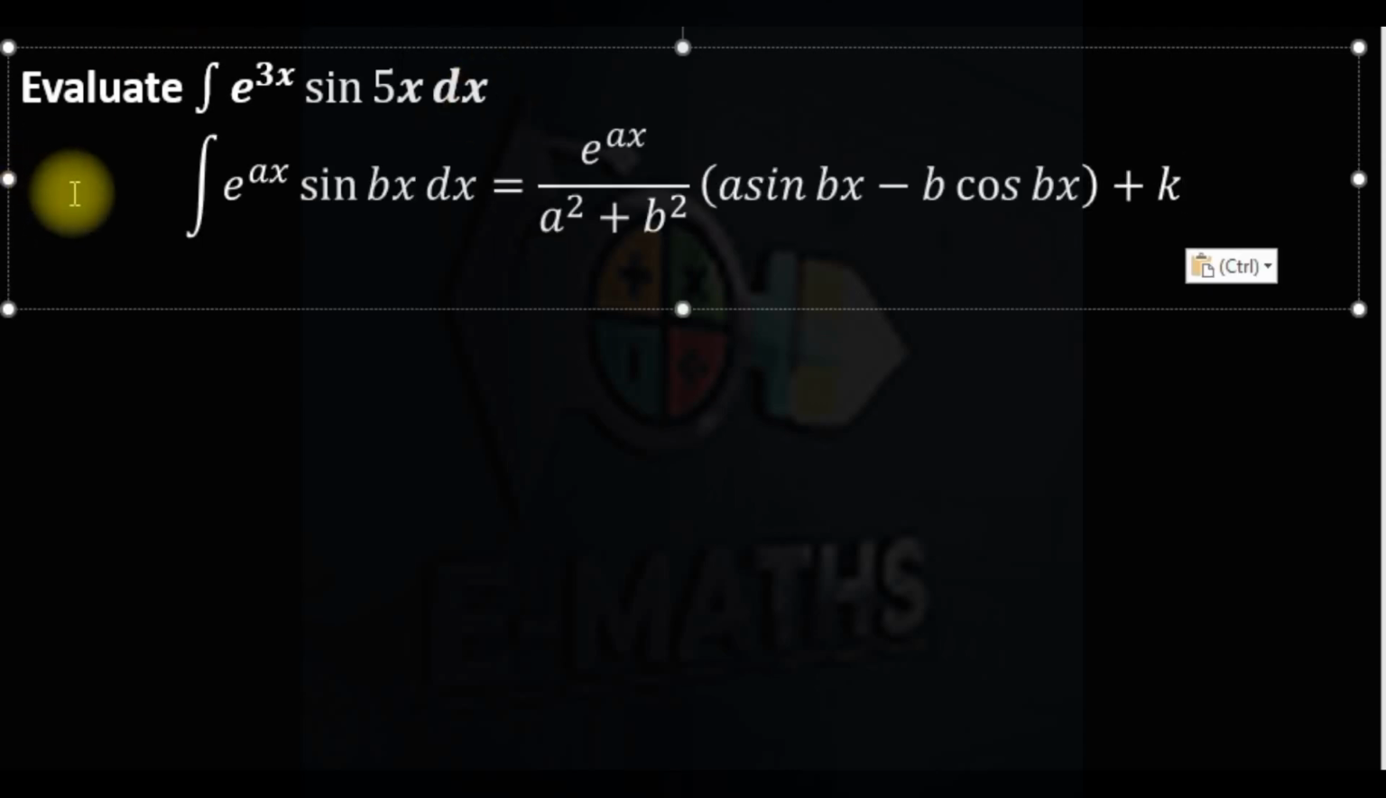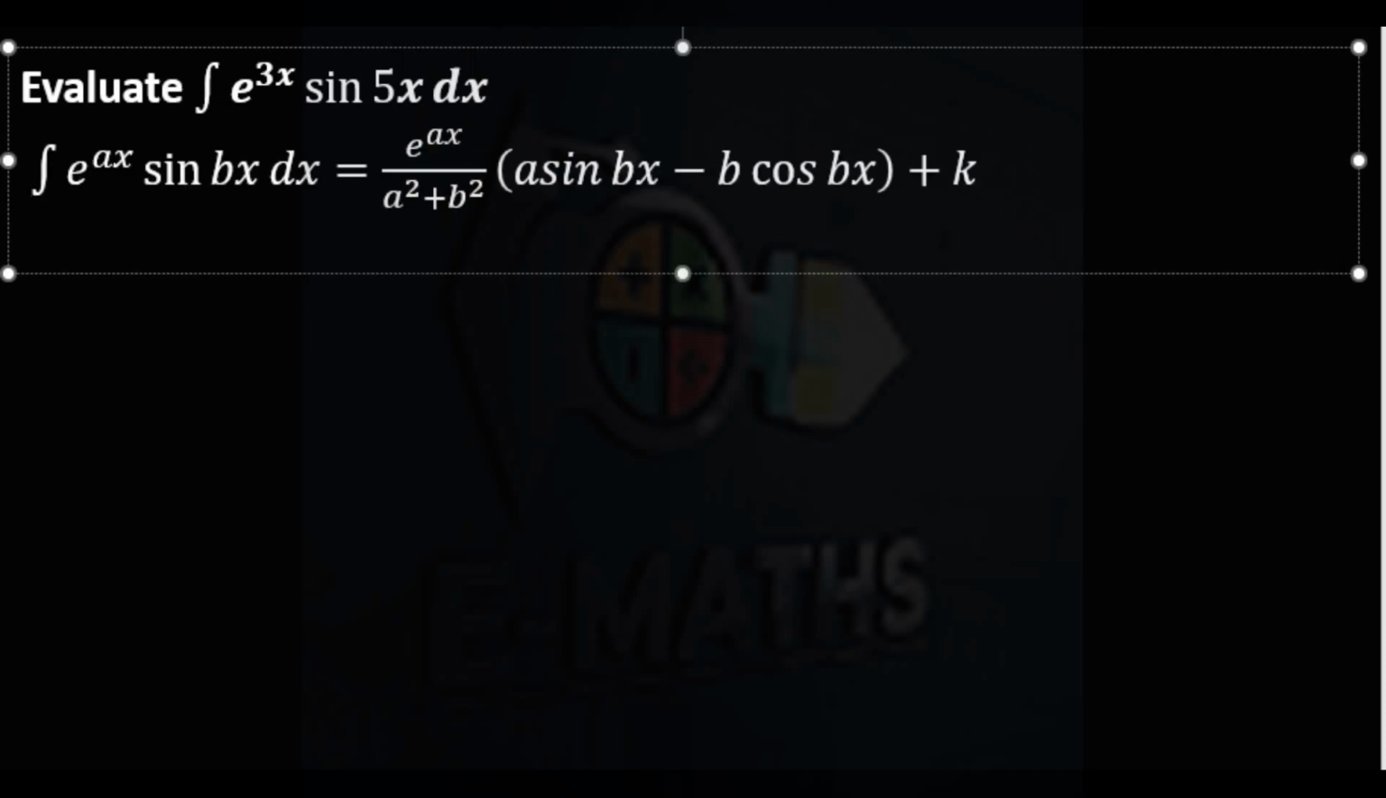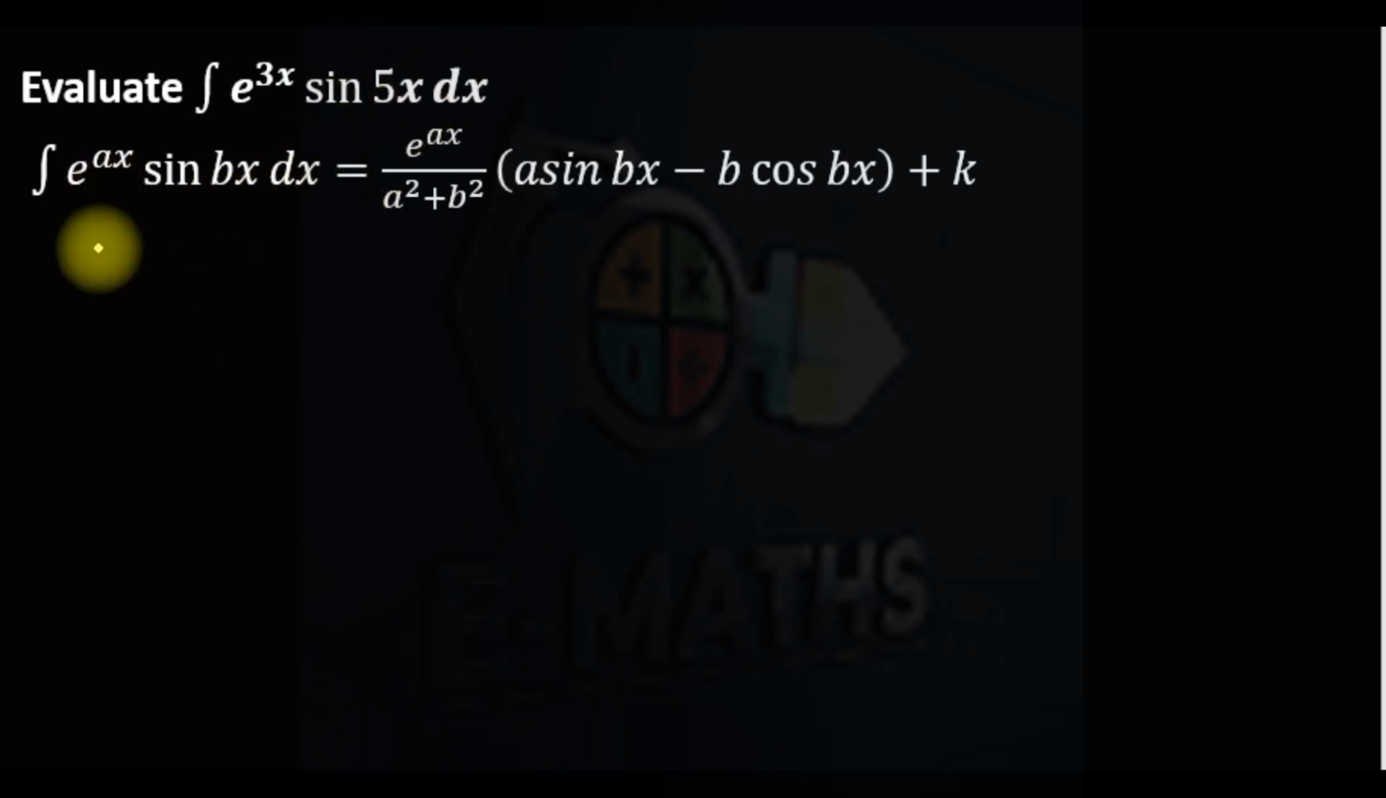We are asked to evaluate the integral of e raised to the power 3x times sine 5x dx. I will solve this first and then prove why the answer is what I'm going to write. I will use a property that the integral of anything of this form, where a is 3 and b is 5, gives this answer. So that's the property I'm going to use.